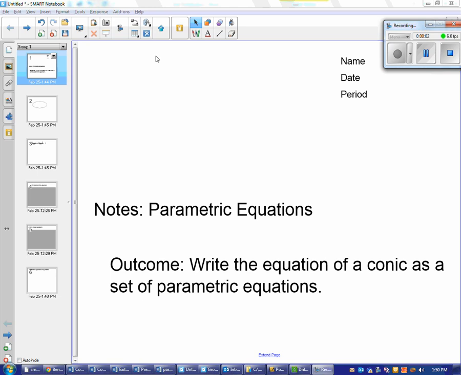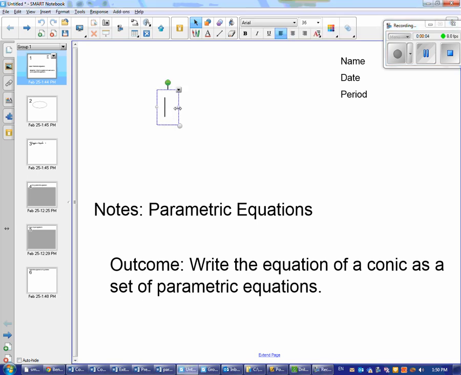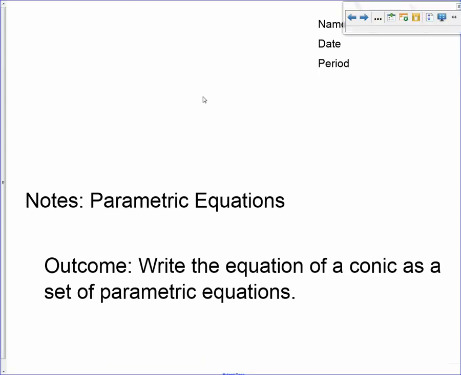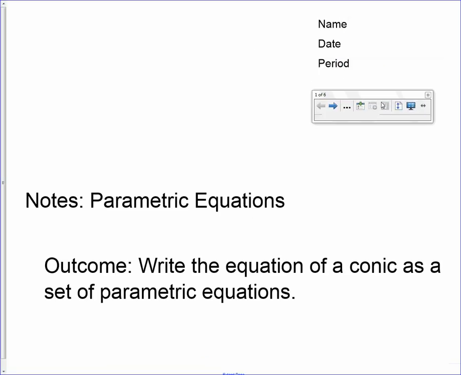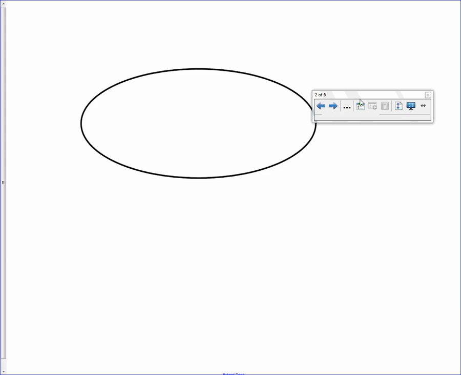The title of these notes is Parametric Equations, and the outcome is that you're going to be able to write a conic as a set of parametric equations. So I want to start with explaining what parametric equations are.